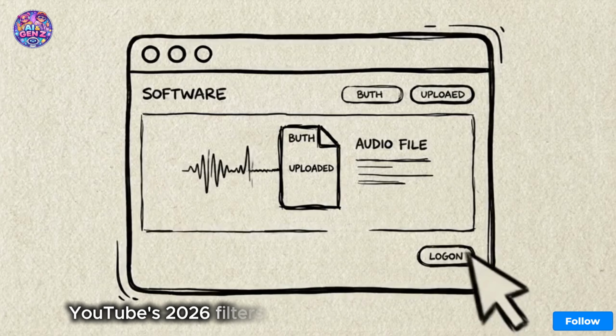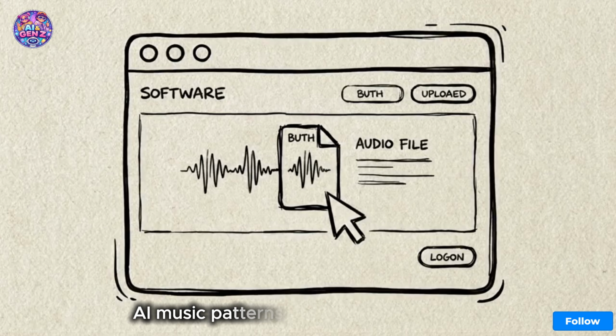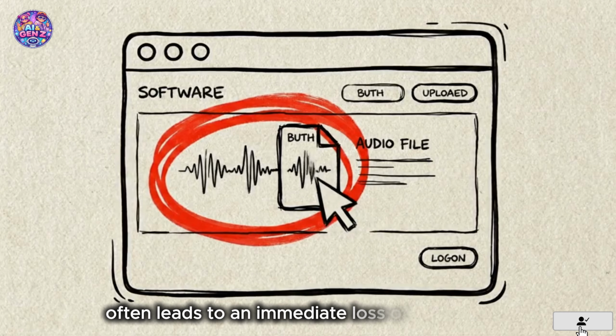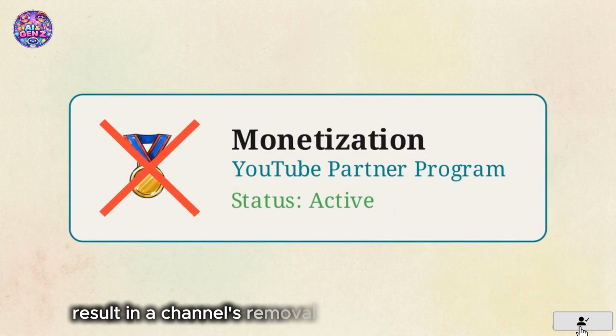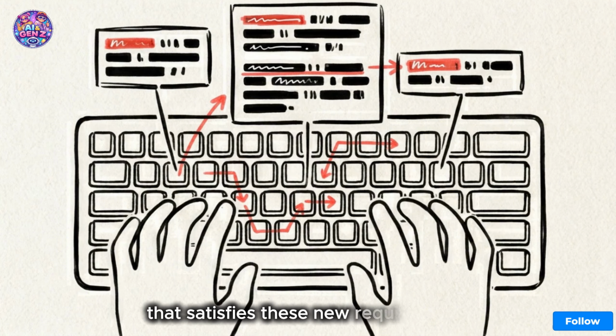YouTube's 2026 filters are designed to detect unedited AI music patterns. Relying on raw outputs often leads to an immediate loss of ad revenue. Under current guidelines, the platform flags mass-produced or low-effort tracks as inauthentic content, which can result in a channel's removal from the partner program. To maintain your monetization, you need a workflow that satisfies these new requirements.